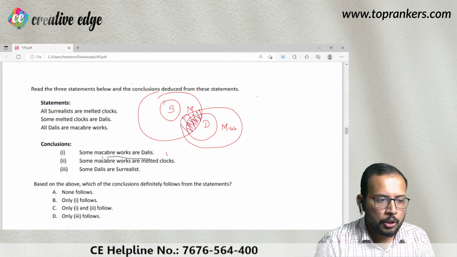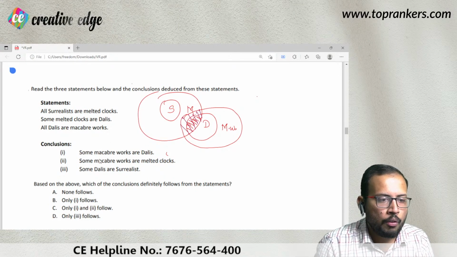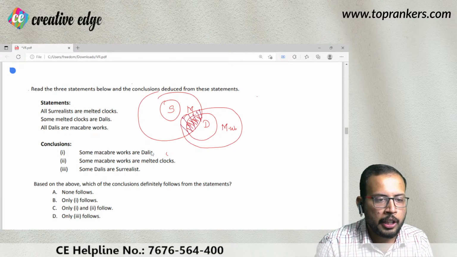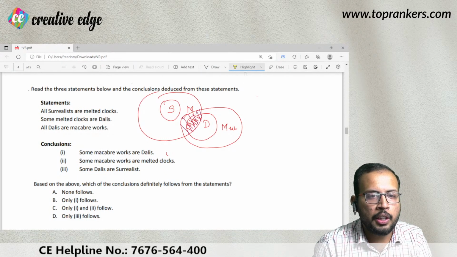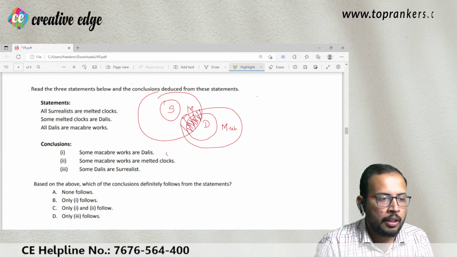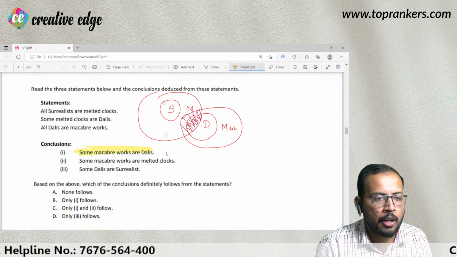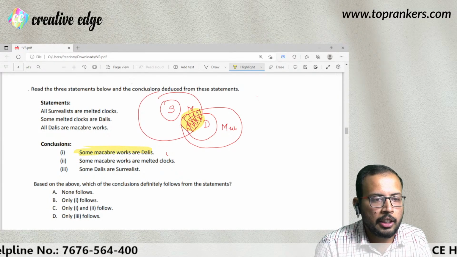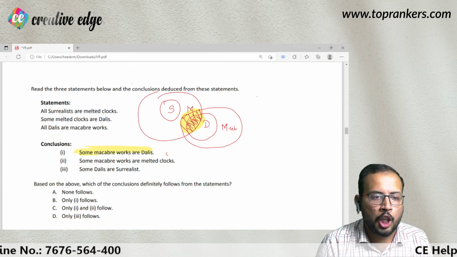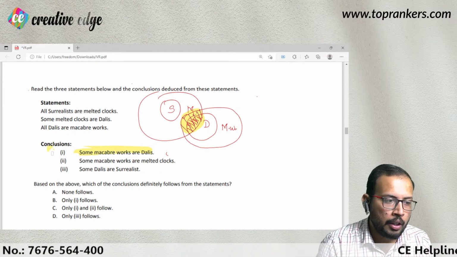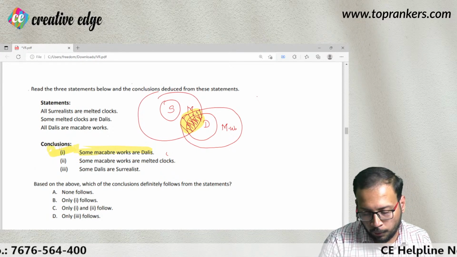Okay. So some macabre works are dully. You can see that the question has already highlighted the conclusion number one. कौन सा conclusion? Some macabre are dully. So you can see that this is the region the question is talking about. So yes, conclusion one is absolutely right.